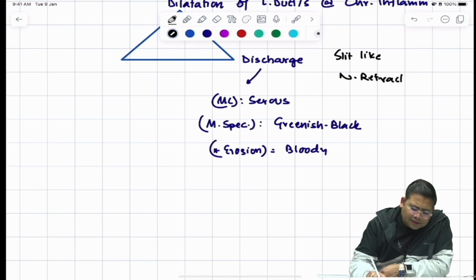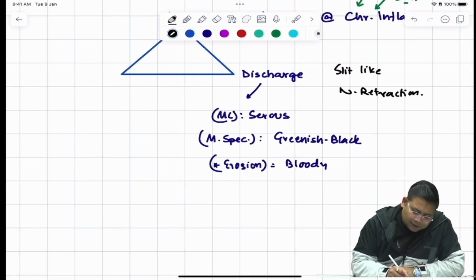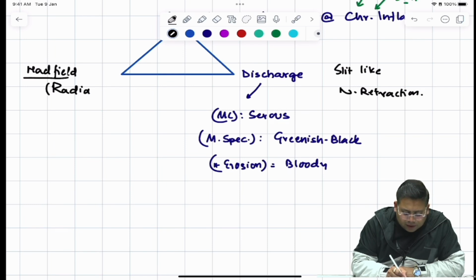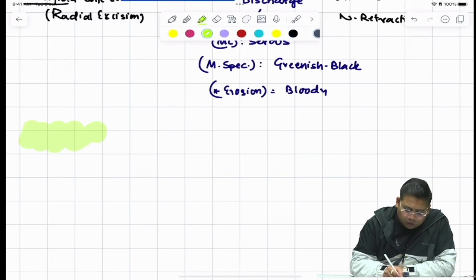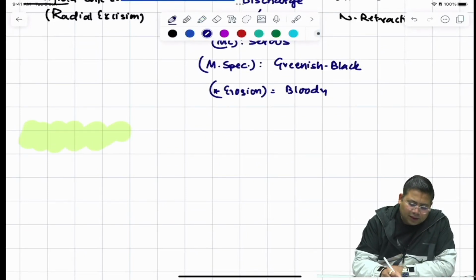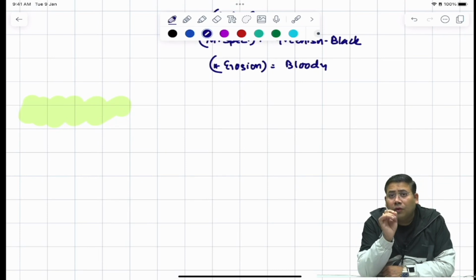What is the classical management for them? So just trying to create an overview. The classical management is Hatfield's cone excision. So when we talk about Hatfield's cone excision or radial excision, what is this concept of radial excision or Hatfield's cone excision? Let us try to understand it. So I will explain you the concept of etiopathogenesis of duct ectasia. Do you know that duct ectasia is the most common cause of nipple discharge overall?